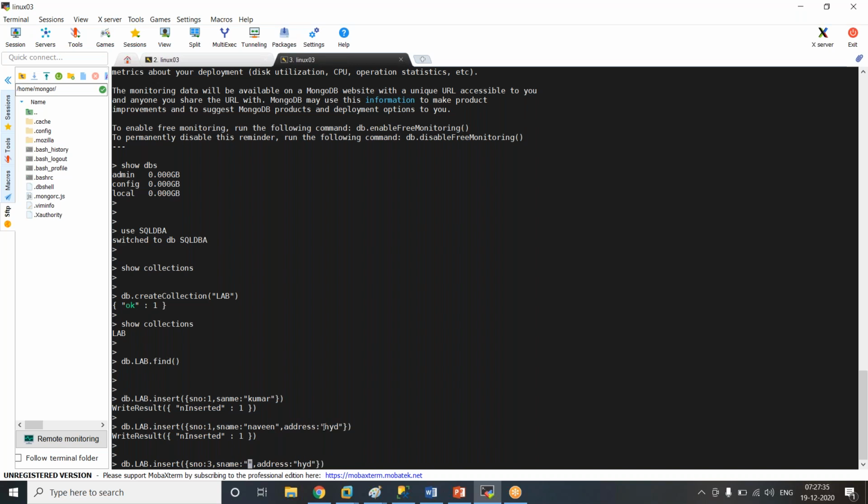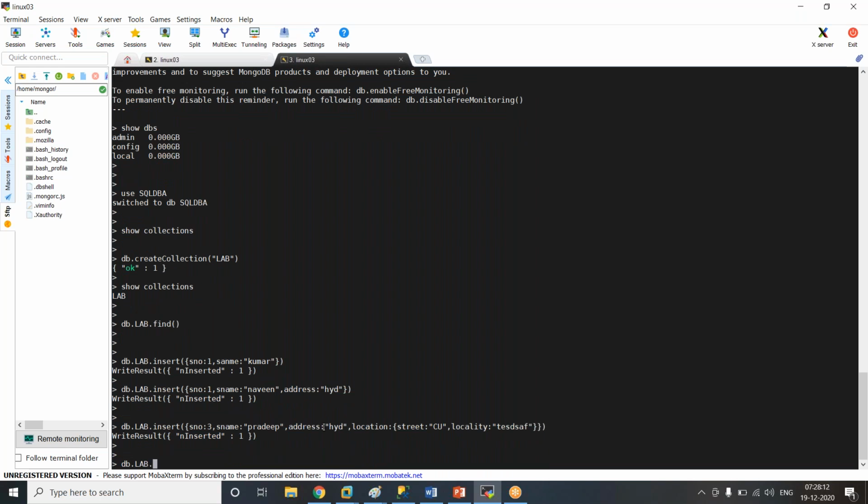Just try to follow. Address here, I'm keeping it as location. Location again, I'm going to keep, a location will have a street. I'll tell you, you can define different structures actually. Street, something, locality, whatever it is, guys.